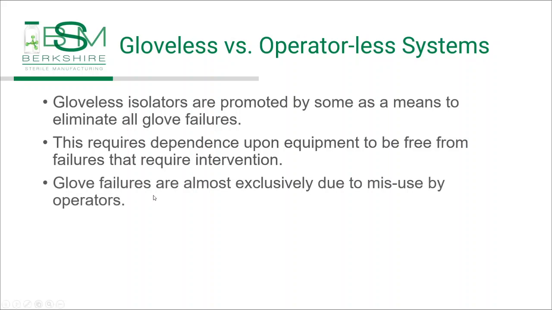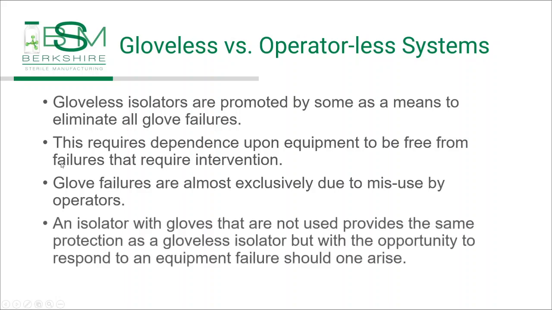Glove failures, if you appropriately choose your glove and your glove ports and you replace them on a periodic basis, the failures are almost exclusively due to misuse by operators. So an isolator with gloves that are not used provides the same protection as a gloveless isolator, but with the opportunity to respond to an equipment failure should one arise, which is why at BSM we use only isolators with gloves, but we do have some systems, or the new system we're purchasing, that will be running purely robotic, so it shouldn't require much intervention from operators at all.